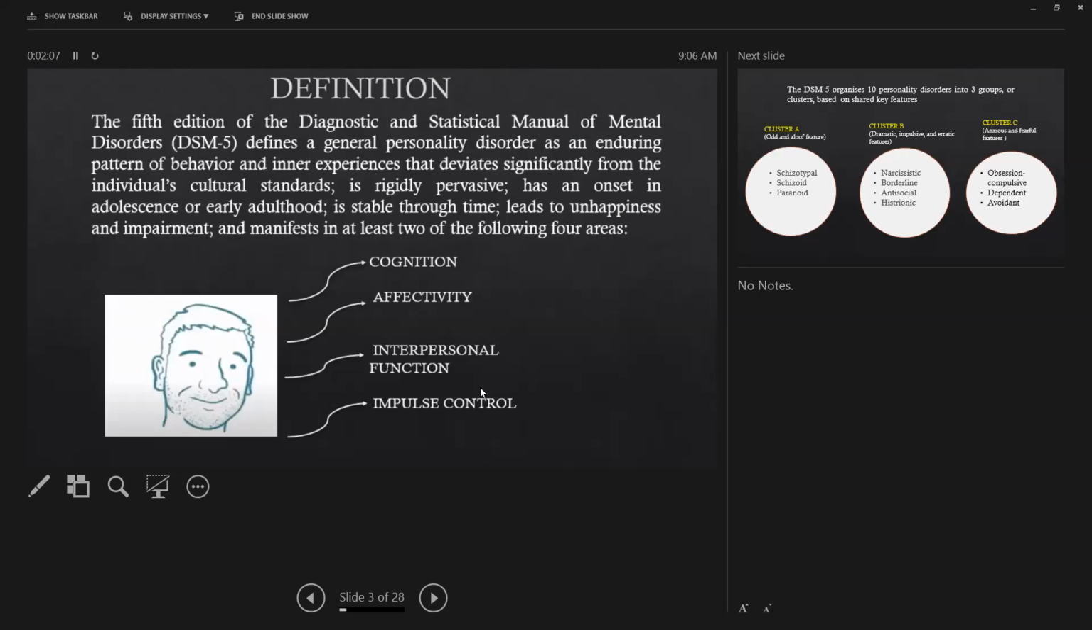The fifth edition of DSM defines general personality disorder as an enduring pattern of behavior and inner experience that deviates significantly from the individual's cultural standard, is rigidly pervasive, has an onset in adolescence or early adulthood, is stable throughout time, leads to unhappiness and impairment, and is manifested in at least two of the following four areas, that is cognition, affectivity, interpersonal function, and impulse control.